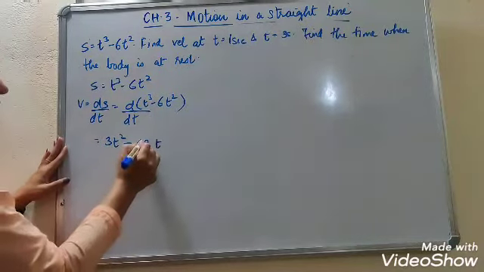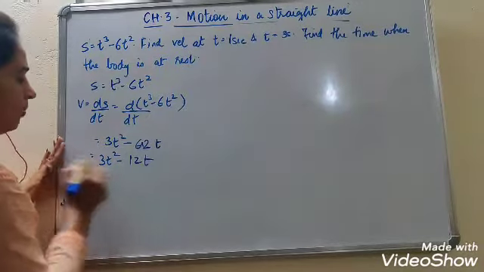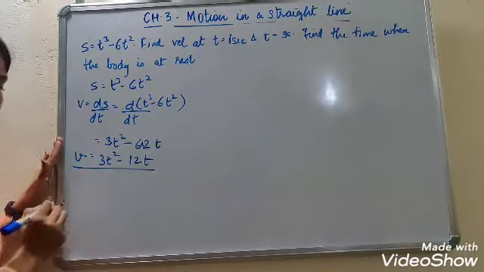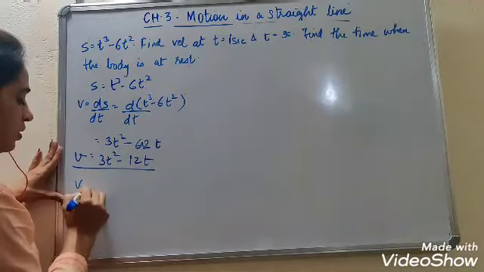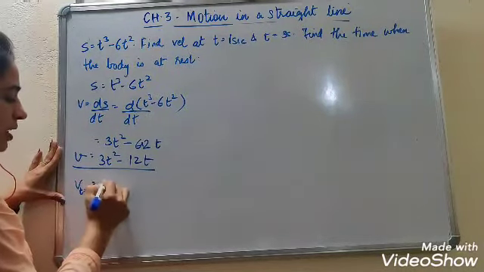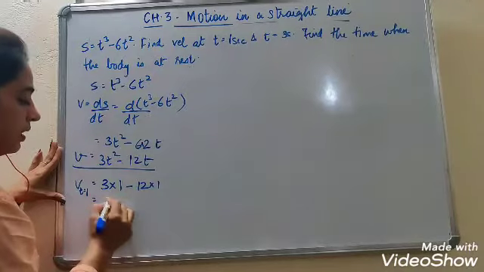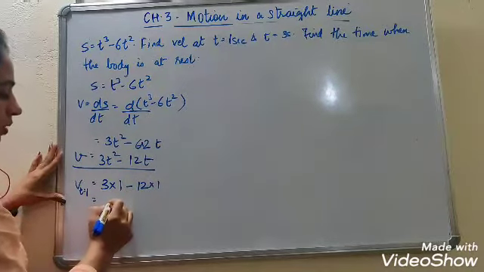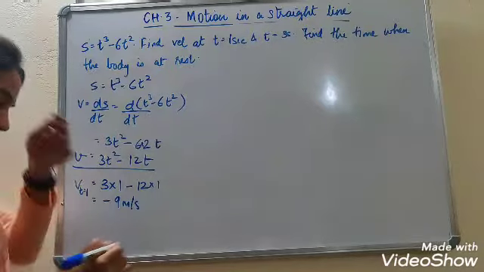Okay. So 6 into 2t, that is 3t square minus 12t. Okay, so we got the formula for instantaneous velocity. Now velocity at t equals 1 second. Instantaneous velocity will be 3 into 1 square minus 12 into 1. That is 3 minus 12, that is minus 9 meter per second.